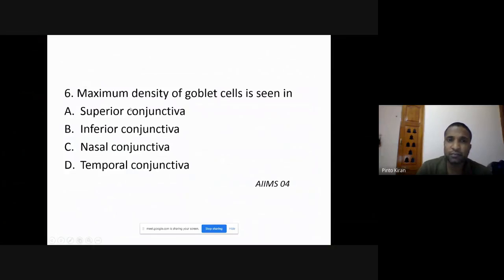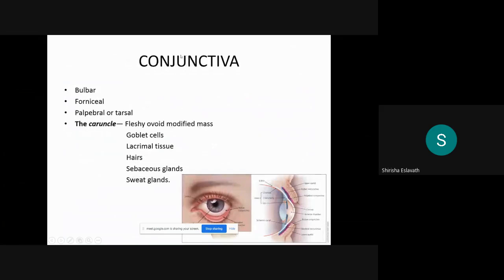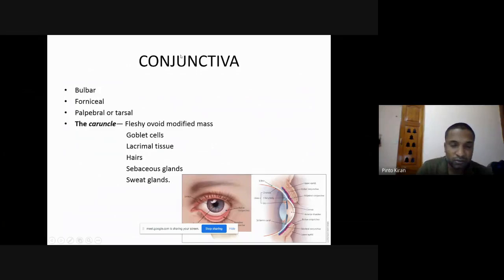The sixth question is, maximum density of goblet cells is seen in superior conjunctiva, inferior conjunctiva, nasal conjunctiva, or temporal conjunctiva? This was asked in 2004 AIIMS. Nasal conjunctiva. Very good.